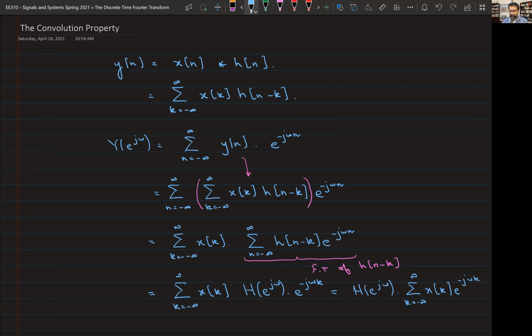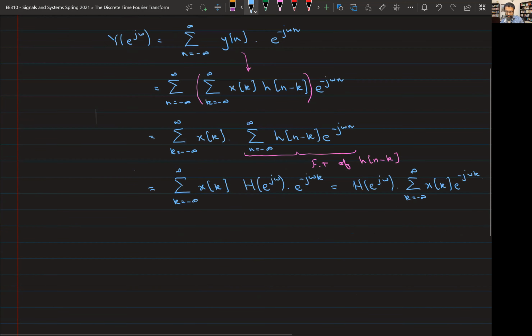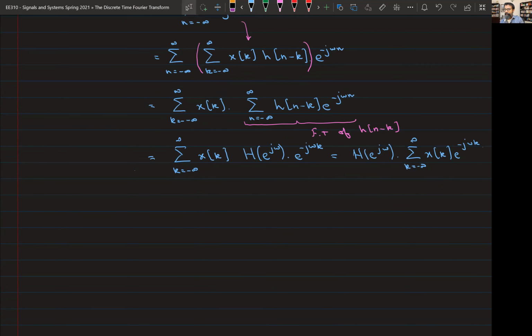So what do I have inside the summation now? What is inside this summation? The DTFT of the other signal, right? Excellent. So the DTFT of x. So this is just H of e raised to j omega times X of e raised to j omega, and this is Y of e raised to j omega.